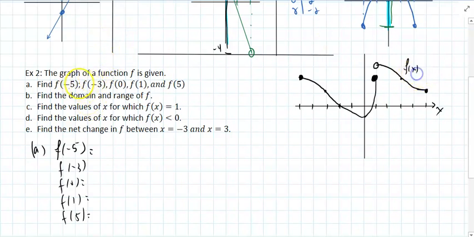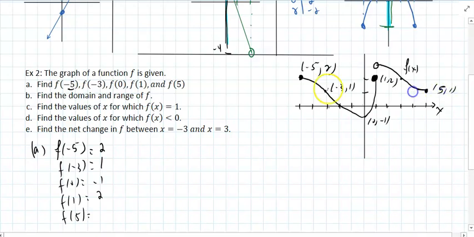f of x, if x equals -5, -4, -3, -2, -1, 0, 1, 2, 3, 4, 5. If x equals -5, what's the y? The y is 2. That's what this is asking for. This is saying if x equals -3, what does y equal? Well, a 1. If x equals 0, what does y equal? If x equals 1, and if x equals 5, that's part A.